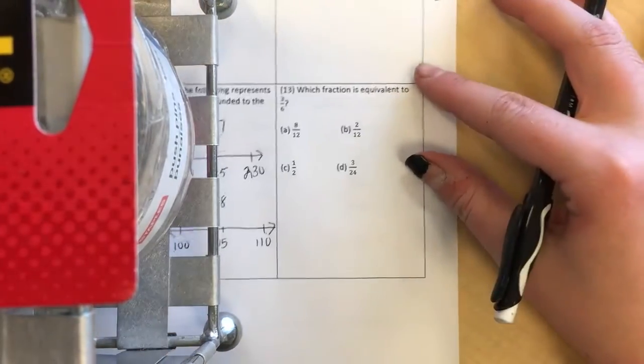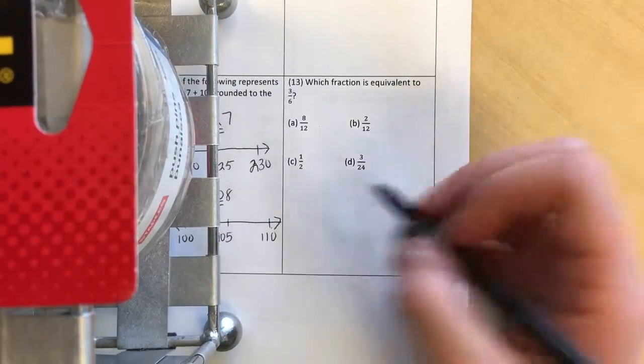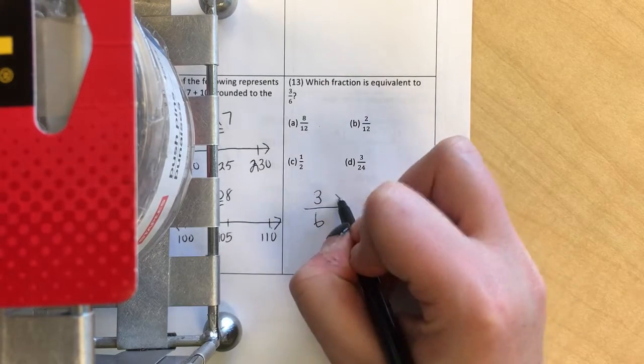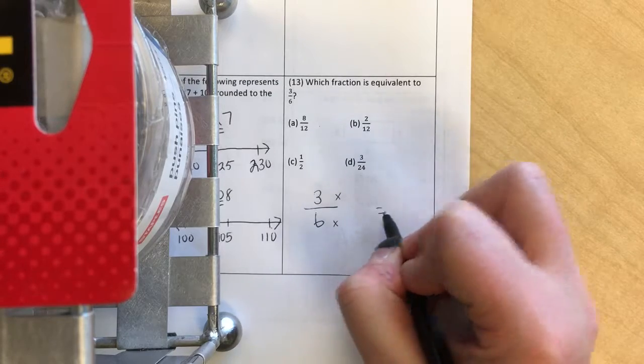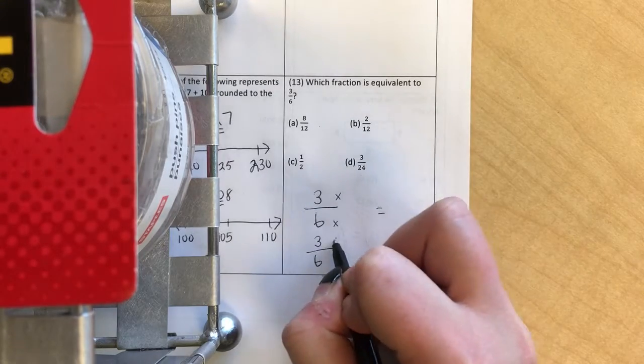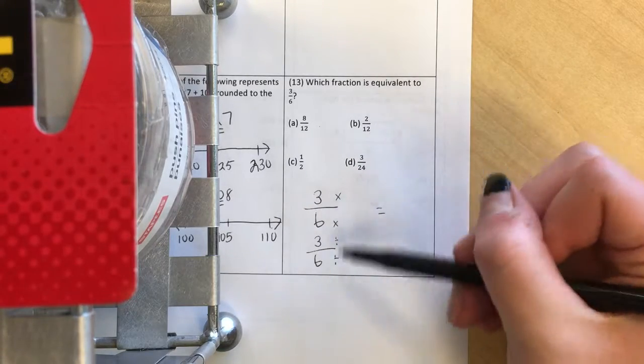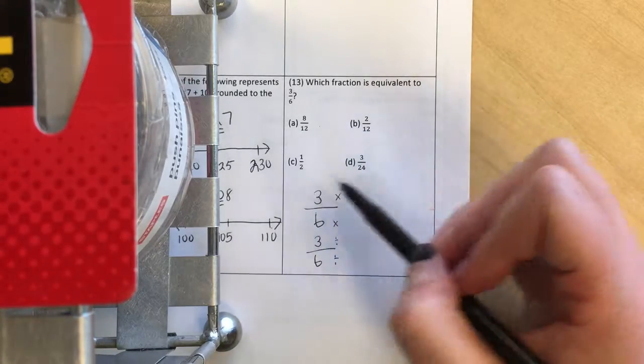Number 13, which fraction is equivalent to 3/6? We can use multiplication or division to help us out. We can either multiply by the same number over itself, or we can divide. So you're going to have to think about which strategy works best for us in order to find the correct answer.